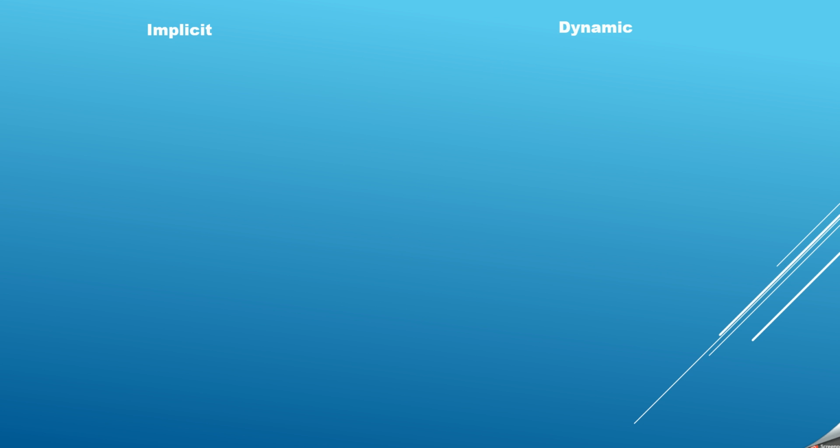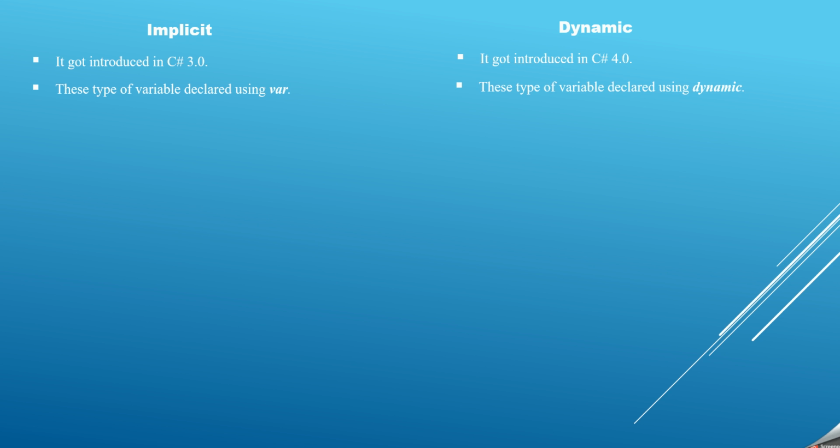So the first one is the implicitly variable and the second one is called dynamic variable. It got introduced in C# 3.0, and the dynamic variable got introduced in the C# 4.0 framework, and implicitly got introduced in the 3.0 framework, right? So this is one of the differences. This type of variable is declared using the var keyword and this type using the dynamic keyword. Of course, this is the simpler one. We have already seen it in our past tutorials, right?